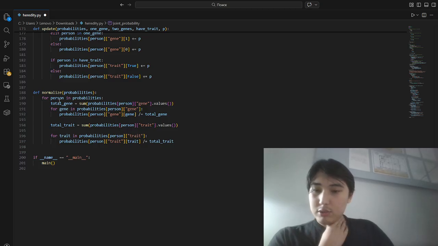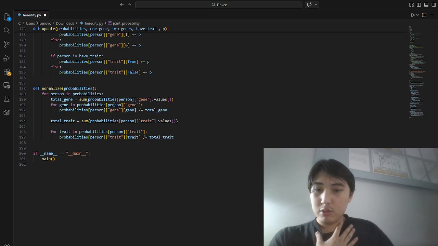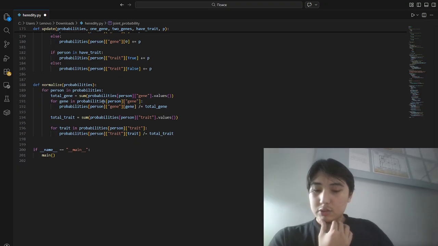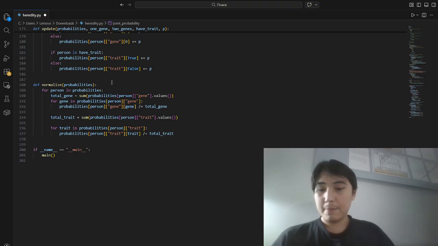It makes sure that all probabilities for each person sum to 1, and it divides each gene and trait probability by the total. This makes the probabilities valid and easy to interpret.